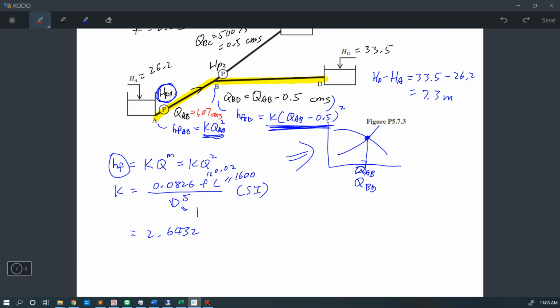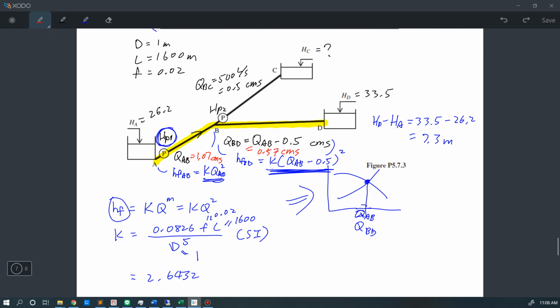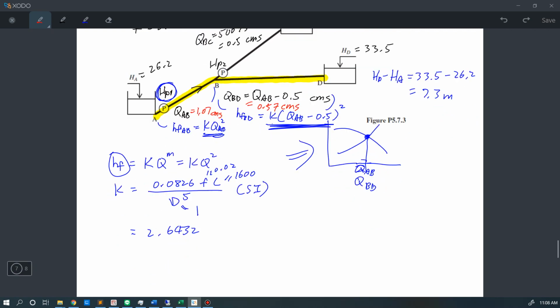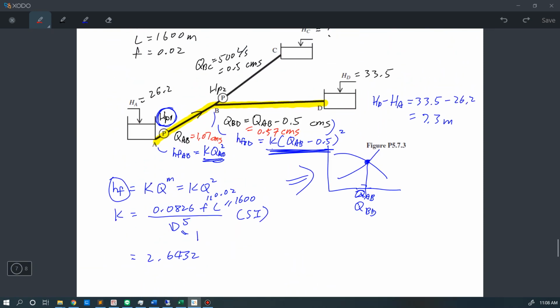and we know the QAB, then we know the QBD, which is QAB minus 0.5. So this becomes 0.57 cms. Next, we still need to solve. Okay, and we also know the energy provided by pump 1, also from this interpolation. So here is pump 1, 11.25. So this is 11.25.